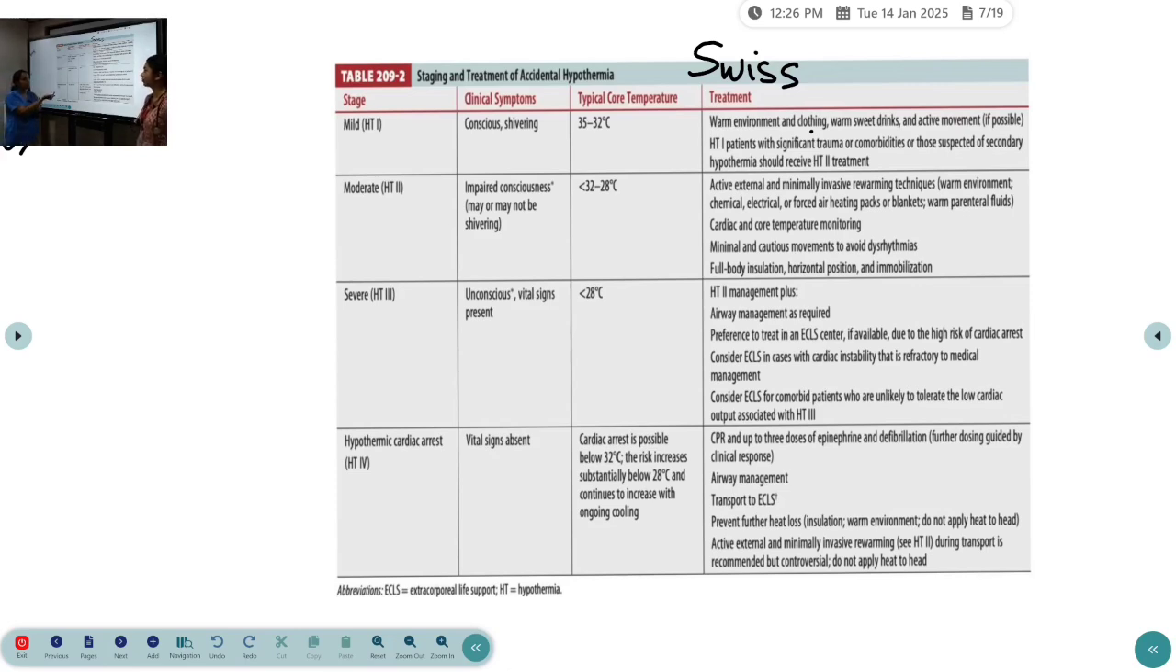Now when the temperature is below 28 and the patient is unconscious but the vital signs are present, we term it as severe hypothermia, and the last stage is where the vital signs are absent and the patient is coming in cardiac arrest. So these are the classifications of hypothermia.